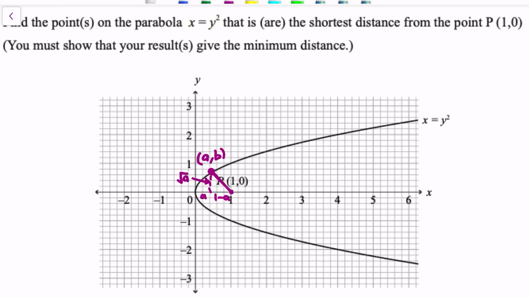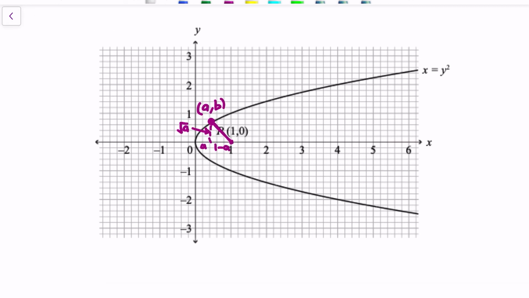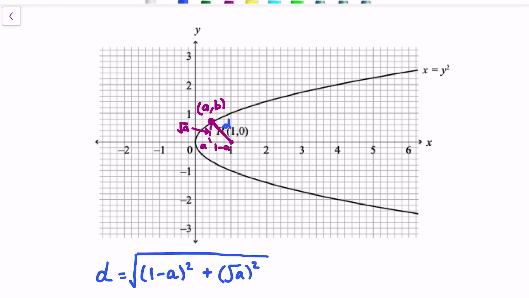So we have from that the distance d is equal to the square root of (1 minus a) squared plus (root a) squared. I could have put b squared there, but then I would have had two variables, and then I'd need to use the equation of the parabola to get rid of one of the variables. Okay, and that's my distance equation.